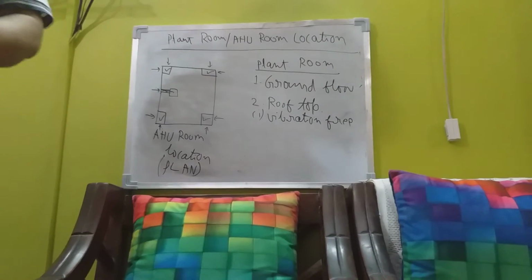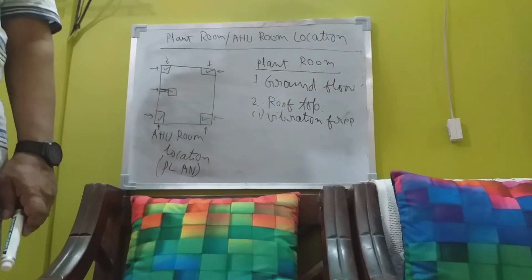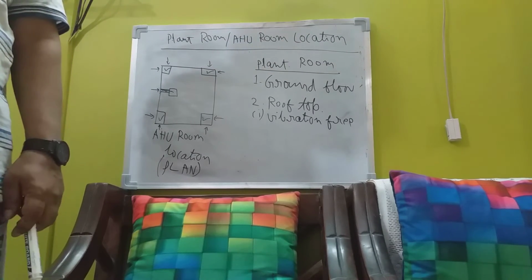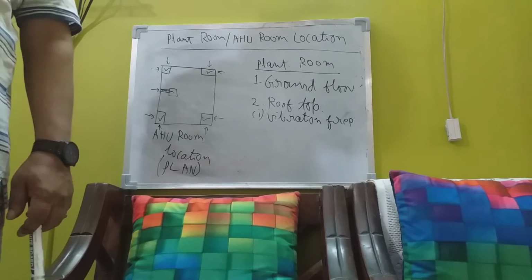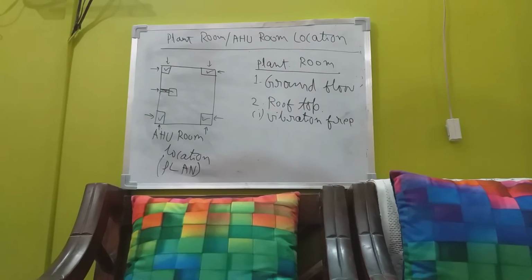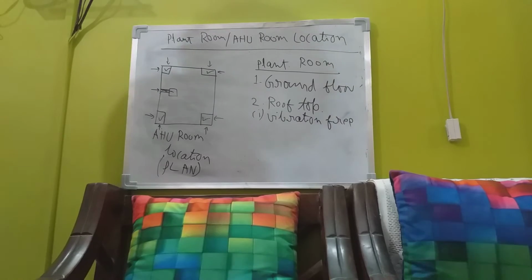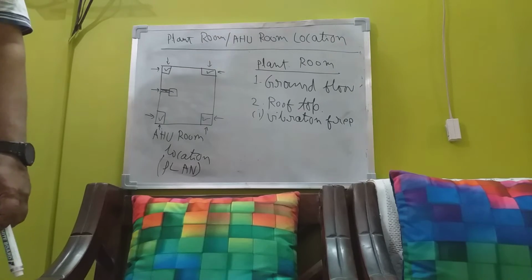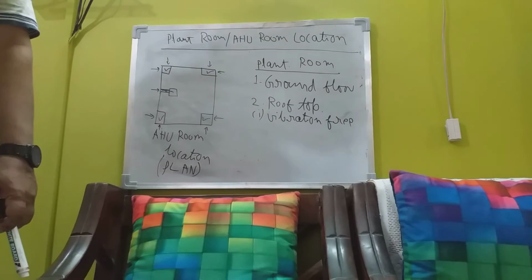In your home, what type of air conditioner do you have? 1 ton, 1.5 ton, 2 ton, 2.5 ton, maximum 3 ton. And I am talking of a 1000 ton chilling machine. You can see the difference in the capacity. A 1000 ton chilling machine placed on the rooftop produces a tremendous amount of vibration. Not only vibration, the roof may collapse also if not properly designed.